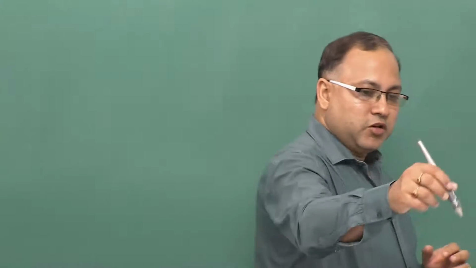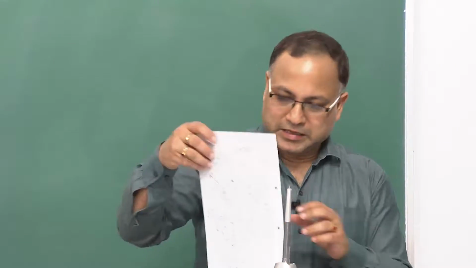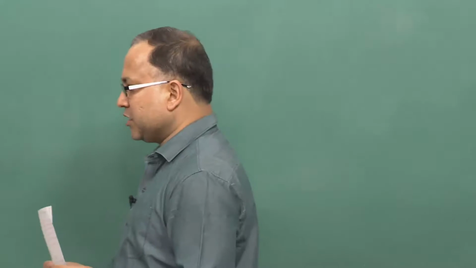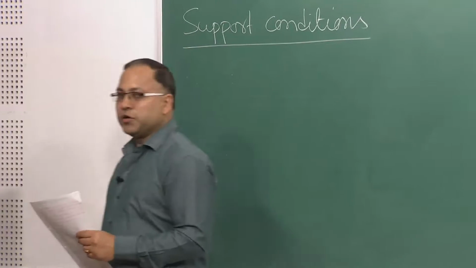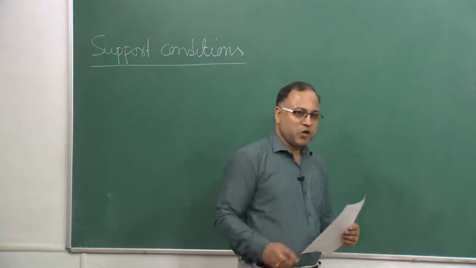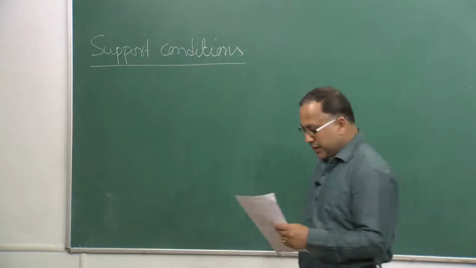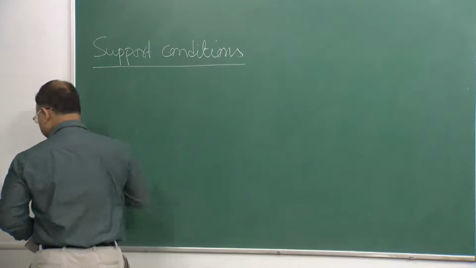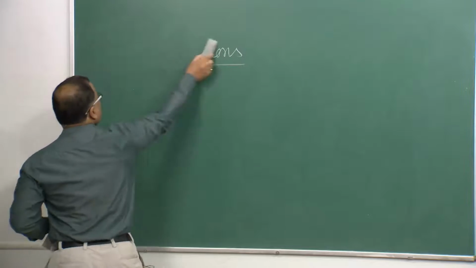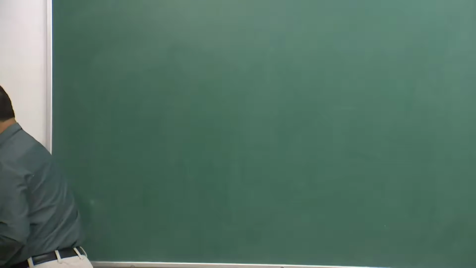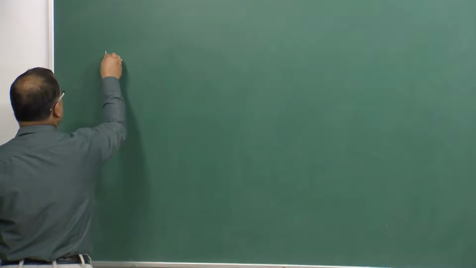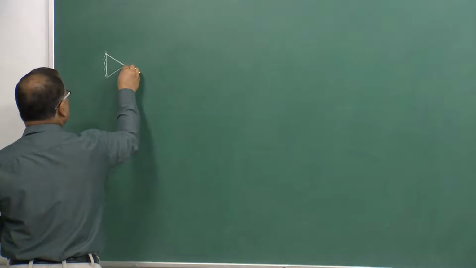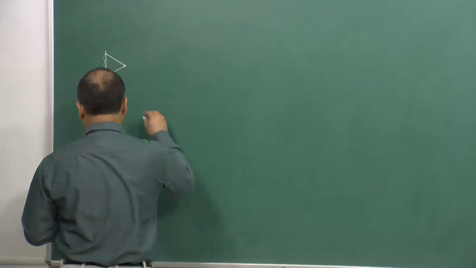Okay. So, now with this brief background of the support conditions, we will try to draw the free body diagram of a typical structure. Say, let me draw that. This is one hinge support.